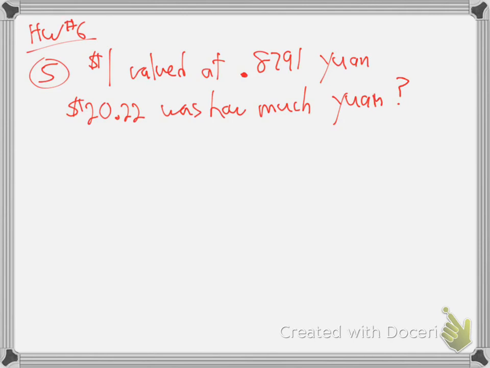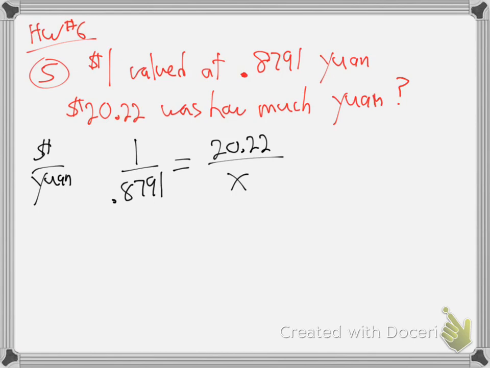Okay, so how are we going to do it? What's needed to solve this problem? What are we going to do? How about equal fractions? Does that sound good? Set up two equal fractions. So you can just put dollars over yuan. That's $1 over 0.8791 yuan equals $20.22 over X. Right? Two equal fractions.